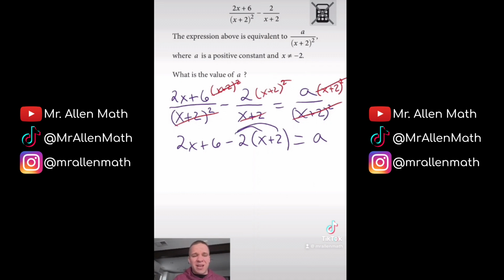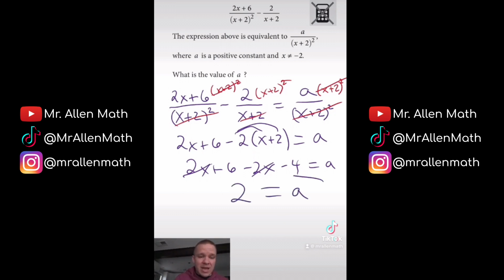I'm going to distribute that -2, and I get 2x plus 6 minus 2x minus 4 equals a. What happens with those two x's? They cancel, right? 2x minus 2x is gone. Now I'm left with 2 equals a. There's my answer. Boom diggity.